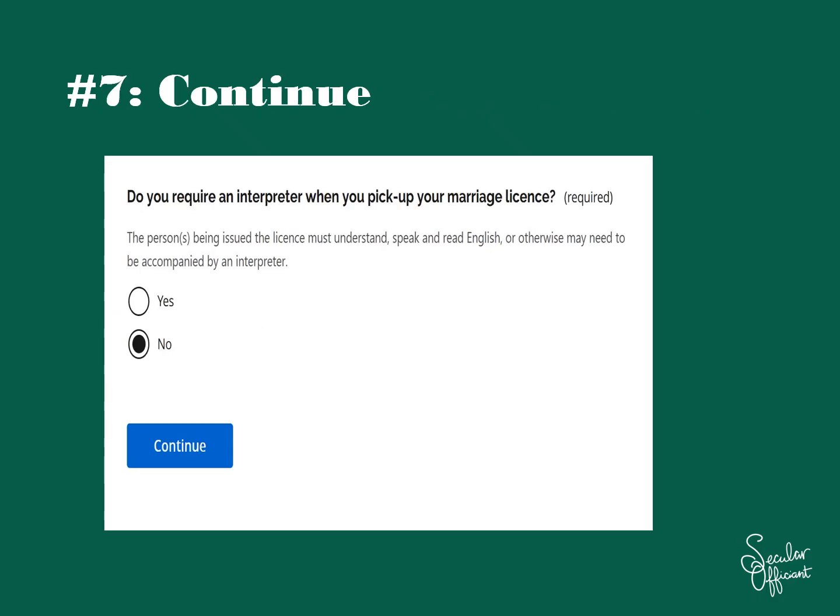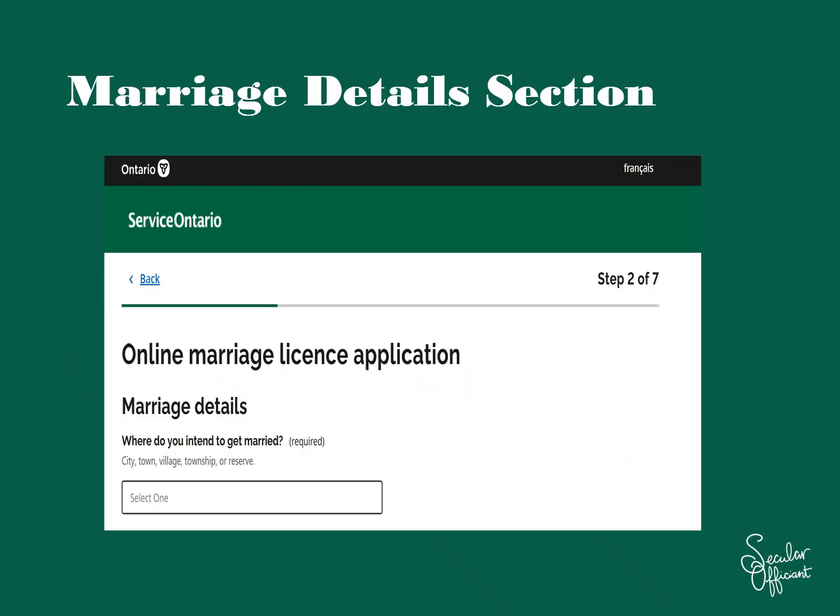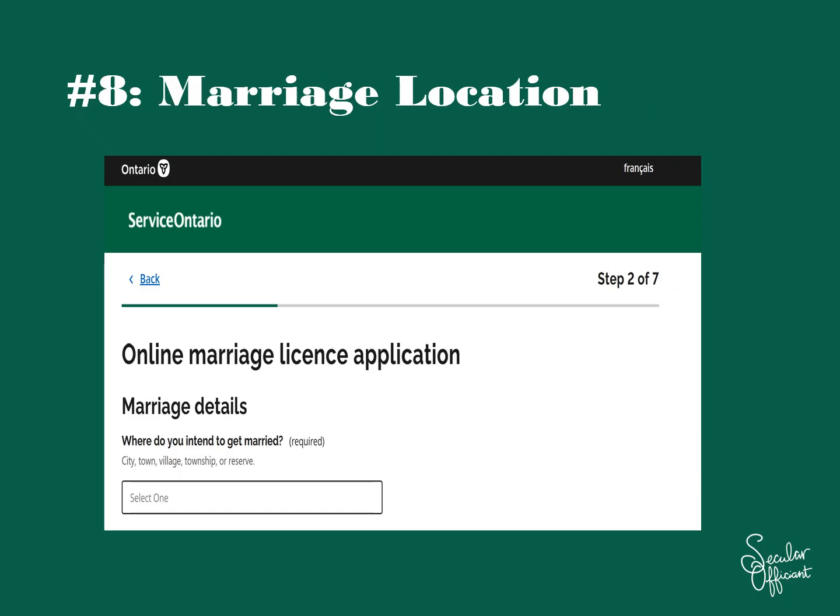Step 7 is clicking on the Continue button to move to the next section. Marriage Details. Section 2 of the ServiceOntario application is the marriage details. Step 8 is indicating where you plan to get married. Click into the box and start typing in the city, town, village, township, or reserve in Ontario. You will need to select the marriage location from the list of Ontario locations provided in the drop-down menu.